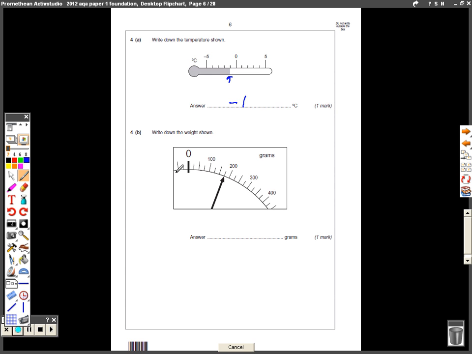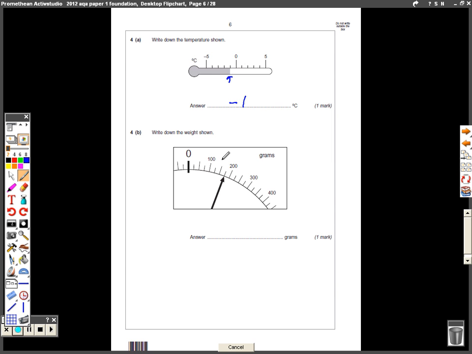Now for this other scale, and this scale is a little bit different, you might think it goes up in tens, but if I check that, you've got 100, 110, 120, 130, 140, that's not right. Perhaps it goes up in 20s. 100, 120, 140, 160, 180, that's not right.